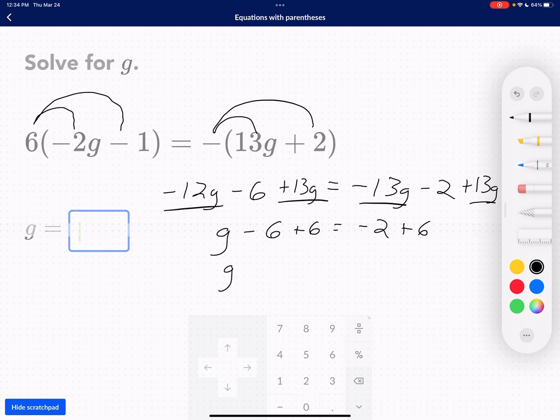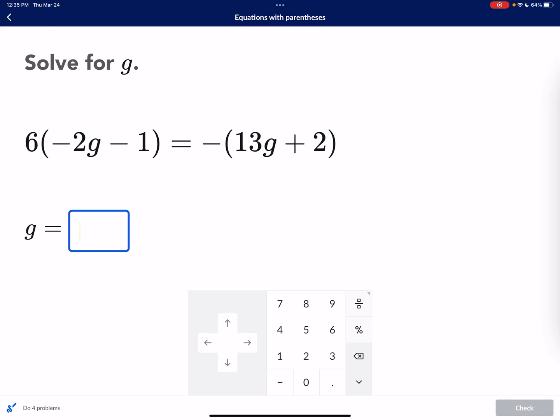So I have g, -6 plus 6 is 0, so I can write the plus 0, but I'm not going to want to over time. And I get -2 plus 6 is the same thing as 6 minus 2, which is 4. So my final answer is 4.